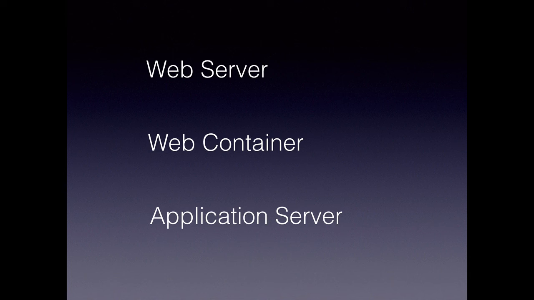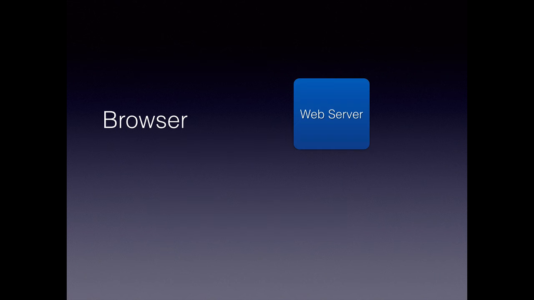The goal for this lecture is to differentiate between a web server, a web container, and an application server. A web server serves static content, that is static HTML and images, which we put on the web server's file system. There is nothing dynamic here. No server-side programming, no database connections, and no dynamic generation of HTML.